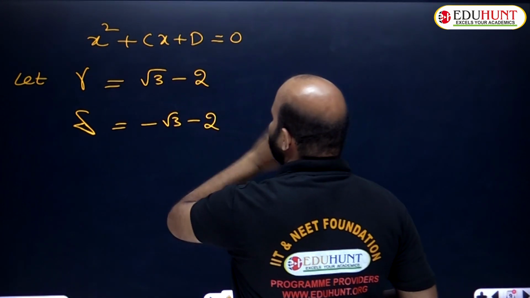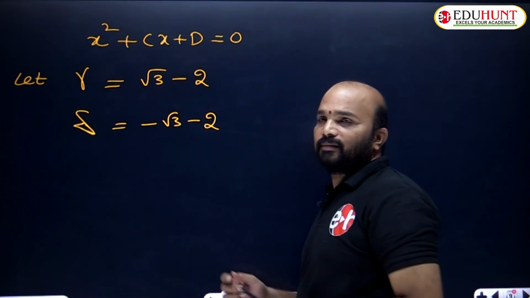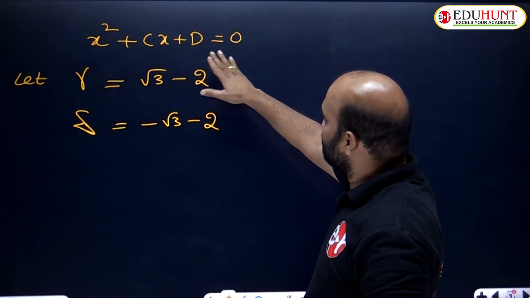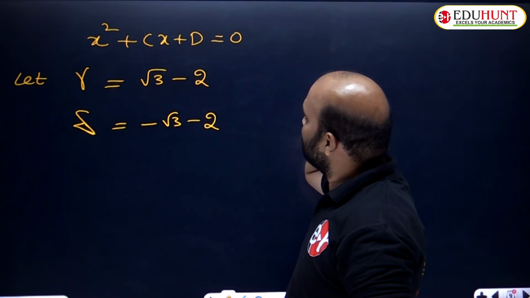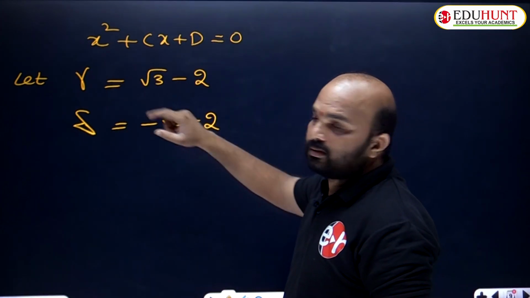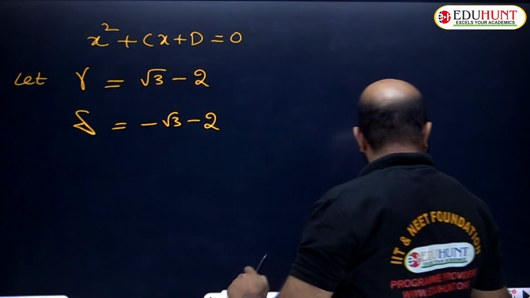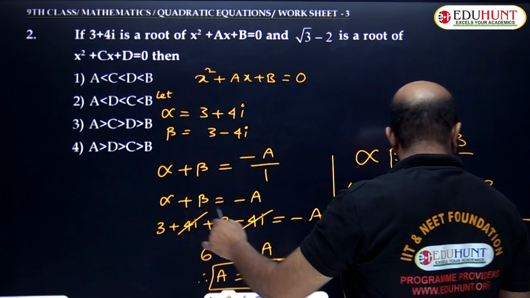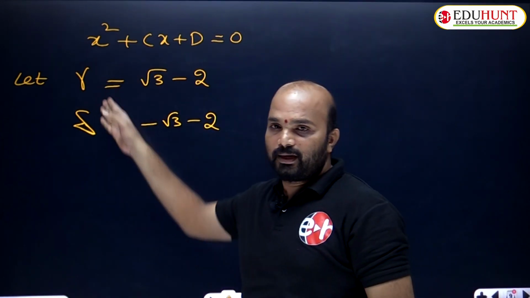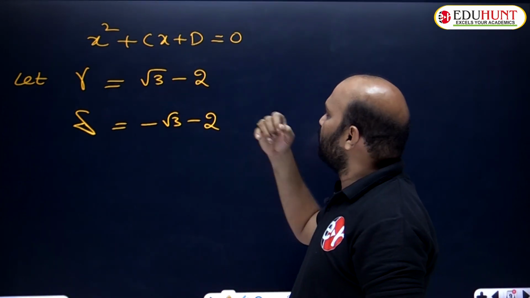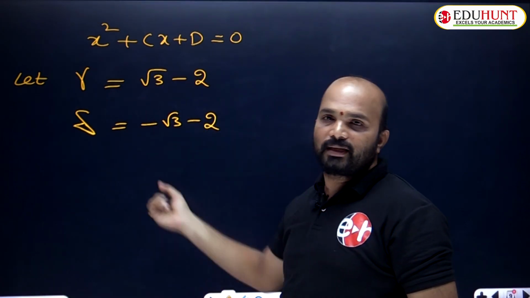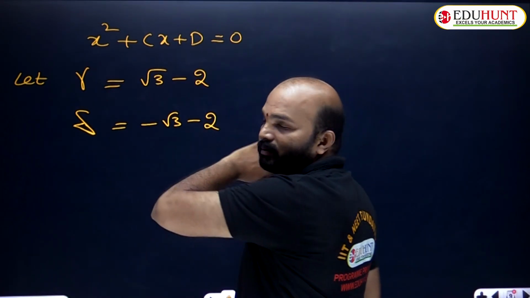So root 3 minus 2 is a root of the quadratic equation x square plus cx plus d equal to 0. Let me take gamma and delta, because alpha and beta are already used for the first equation. So root 3 minus 2, in that, 2 is the rational value and root 3 is an irrational part. Root 3 is an irrational number.